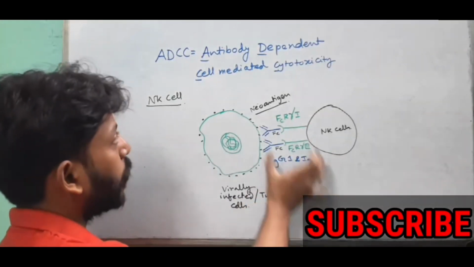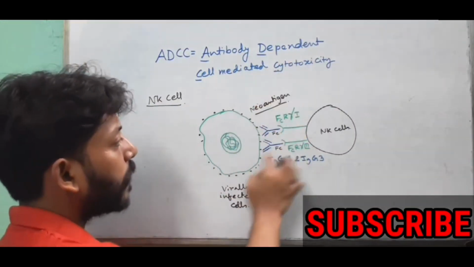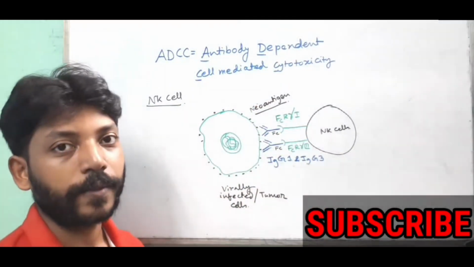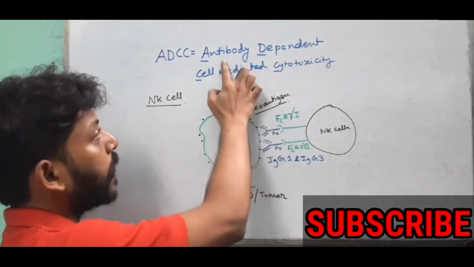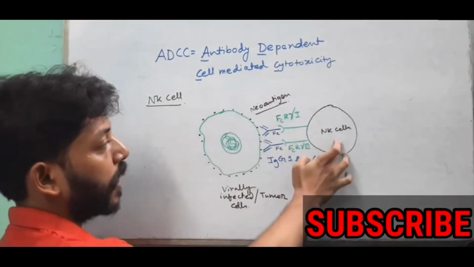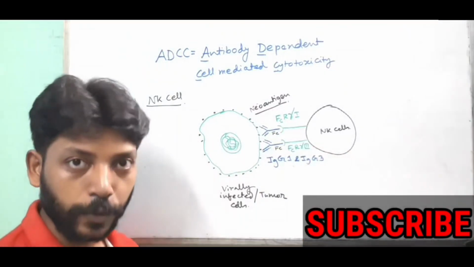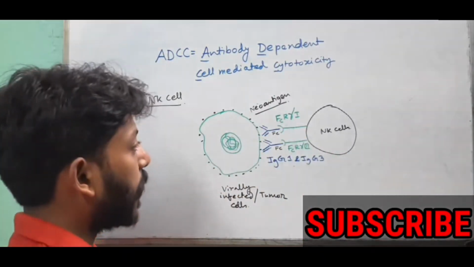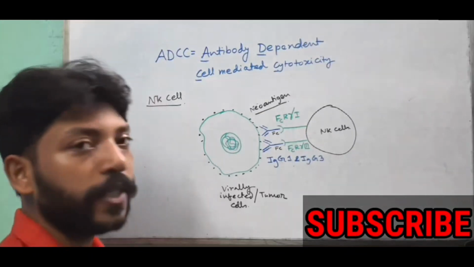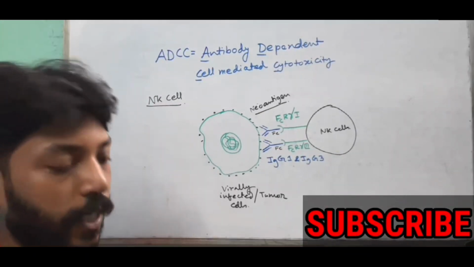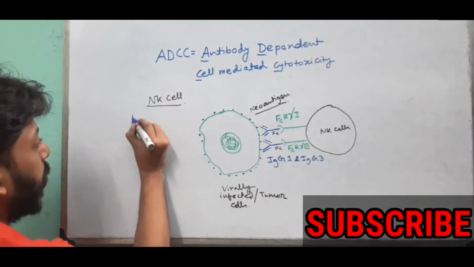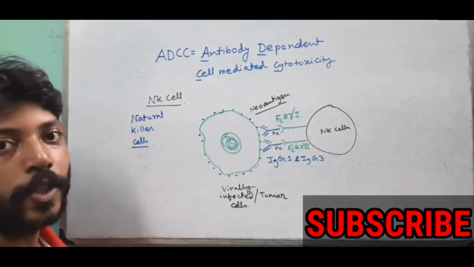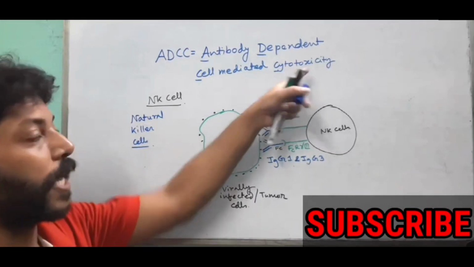After binding, so this is antibody dependent. If there is no antibody, the NK cell cannot perform its function by this way. So this is antibody-dependent cell-mediated, as the NK cell is an immune cell. So this is cell-mediated cytotoxicity, means the NK cell performs its killer function. It is called natural killer cell. NK cell means natural killer cell. So its natural tendency is to kill a cell by cytotoxicity.